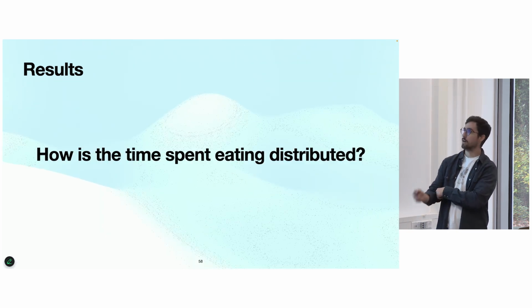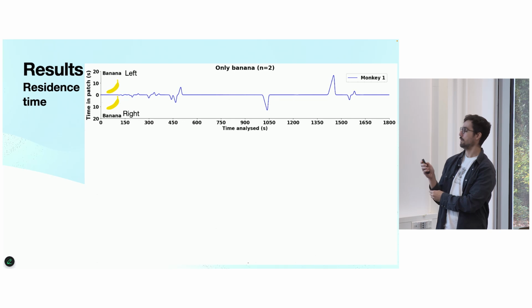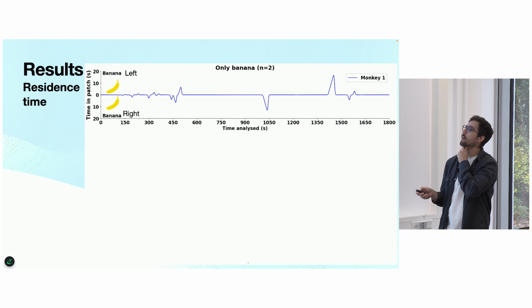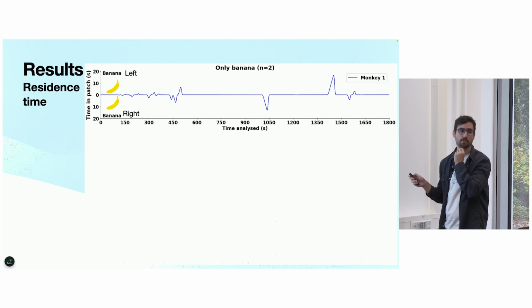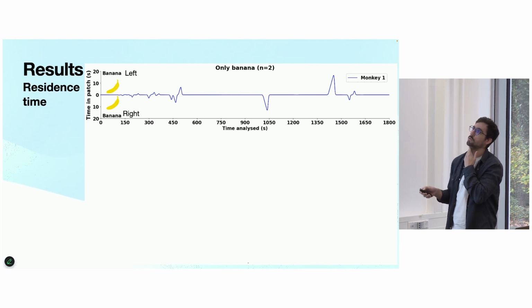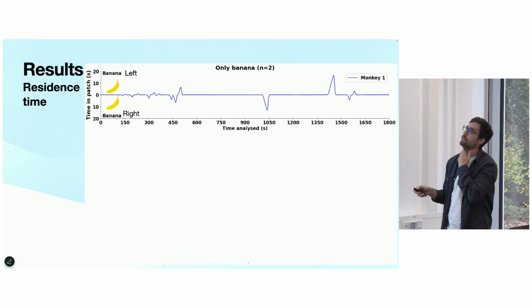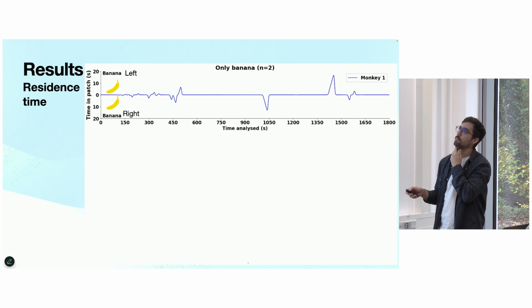All right, so how is the time spent eating distributed? So here in the x-axis, we have the time that we analyze, 1,800 seconds. This is the first 15 minutes of the video, all right? And here we have the time that this animal, monkey number 1, spent in each patch food. So banana on the left and banana on the right. Everything above the 0 is how much time this animal spent in this patch food. Everything below is how much time they spend here.